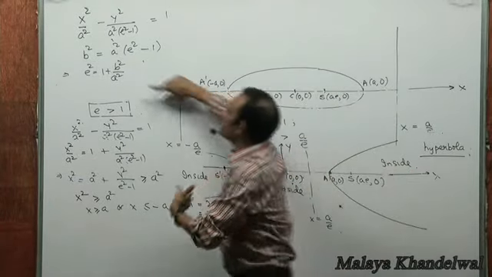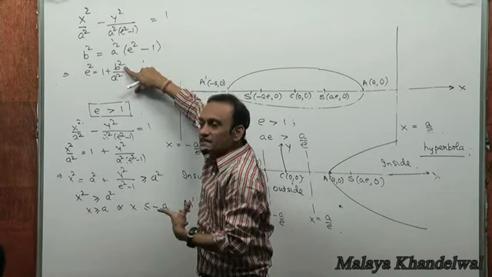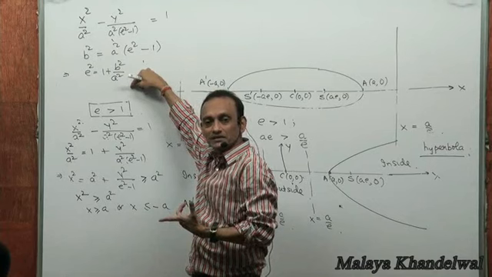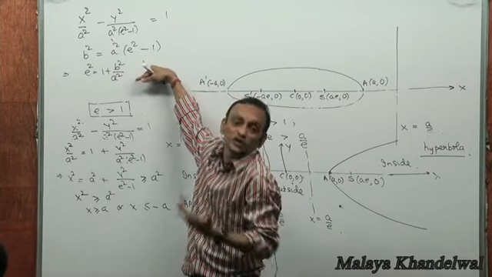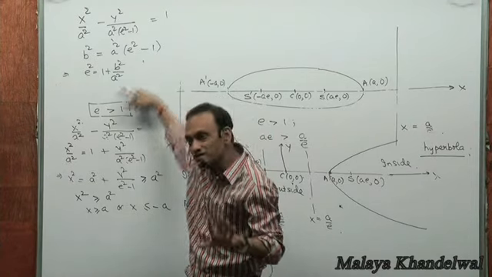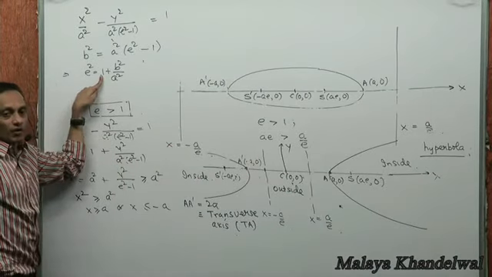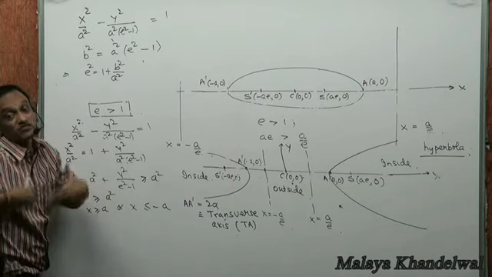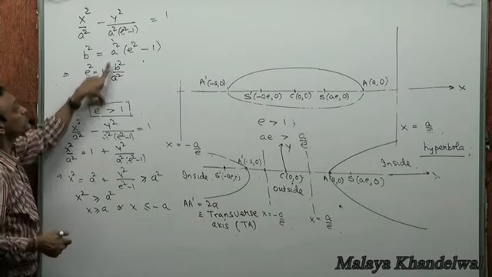See, in an ellipse, b was smaller than a. But in this case, b could be smaller than a, greater than a, or equal to a. It does not matter. There is no restriction on this. Obviously, you can see e squared is greater than 1, so e has to be greater than 1. This is referred to as the eccentricity, the square root of 1 plus b squared by a squared.